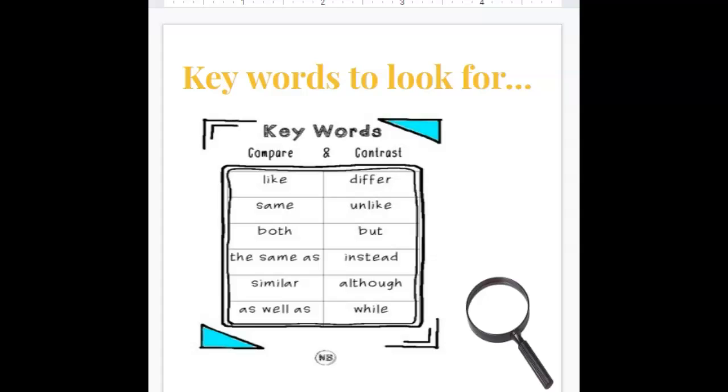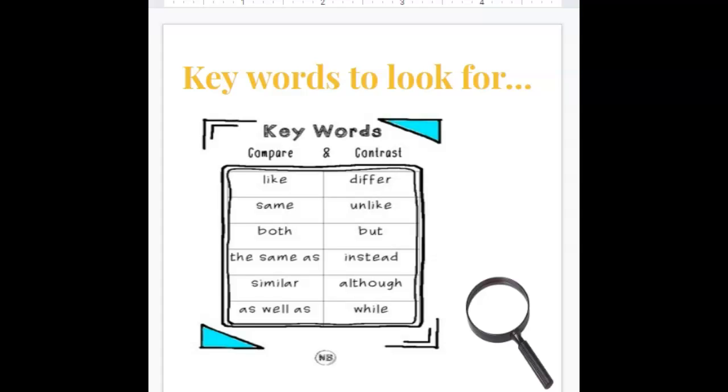So, keywords to look for when you're searching through your text: if the question asks you to find similarities and differences, or to compare and contrast the information, you can look for these keywords. On the left, words like same, both, the same as, similar, as well as, show things are similar. Okay, they're words you can use to compare something when something is alike. Both girls have blonde hair. Jenny is the same as Stacy because they like to play outside.